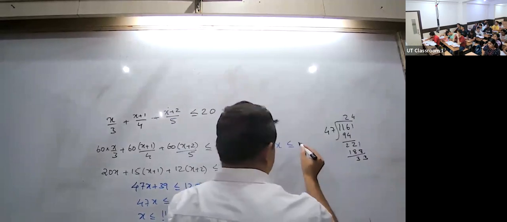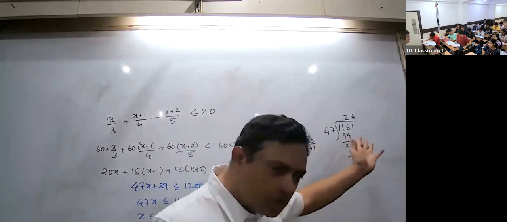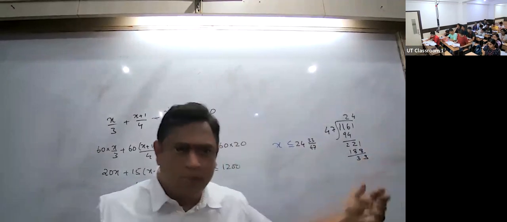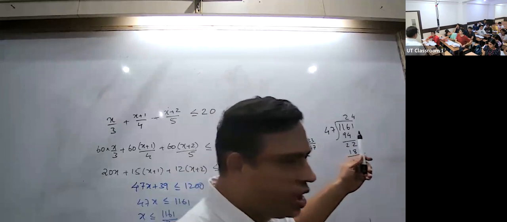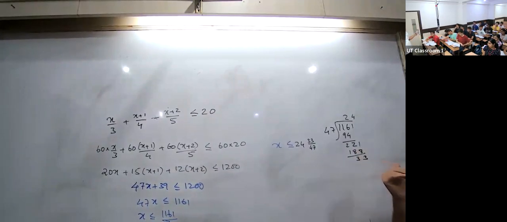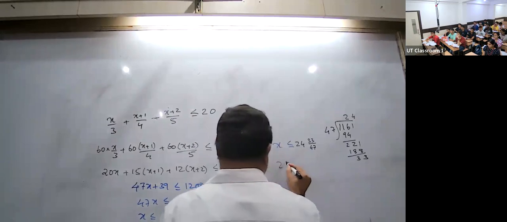So therefore x is less than or equal to 24 and 33 upon 47. You want to make the decimal, you can, but that much is enough. Okay, not required. Now, x is a positive integer, so what are the values of x? Starting from 1 till 24. But what is your question? Did you read the question? Largest positive integer, is it or not? Which is the largest positive integer? 24.